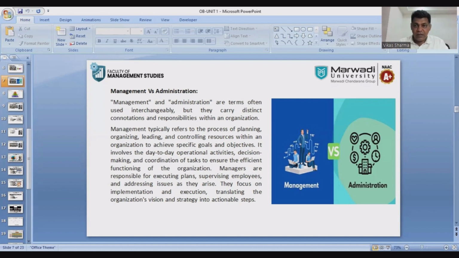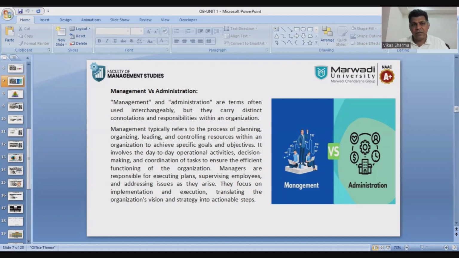We talk about controlling and evaluating. Both functions involve controlling and evaluation, but again, their scope differs. Their scope varies, right? So administration ensures that the organization adheres to laws, regulations, and policies, whereas management focuses on operational performance, using metrics or feedback to improve efficiency and all. Right. So this is another difference as far as the functions are concerned.